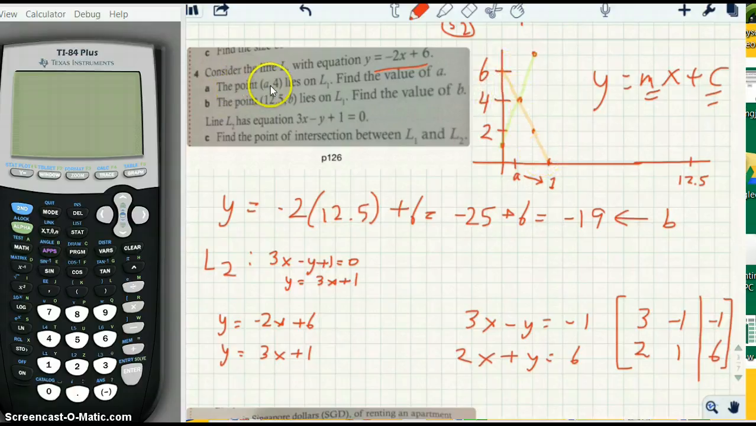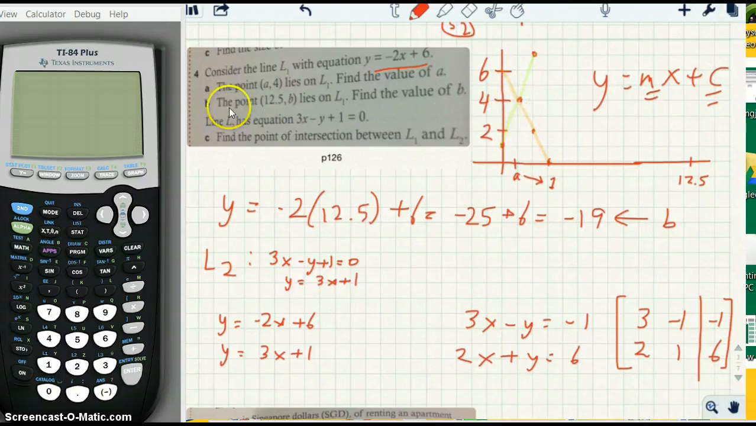Now the point A, 4 lies on L1. Find the value of A. Okay, so like x equals something and y equals 4. Where is that? Well, we can already see that when y equals 4, it would be this point right here. So A, they say they don't know what A is yet. Well, A would just be 1, right? Because we can see from the graph that when x equals 1, y equals 4.